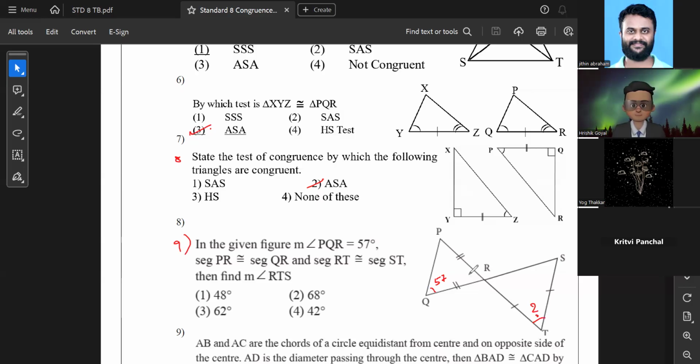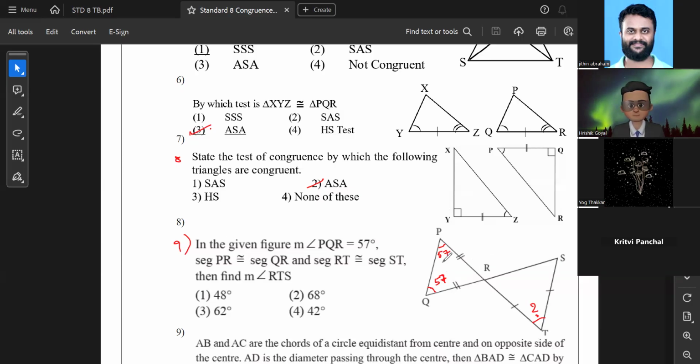First of all, this is 57, right? Now, these two sides are same. If the sides are same, the opposite angles will be same. Do you agree? It's just like an isosceles triangle, so it will be 57 as well. So you know the concept. I'll just explain for the others.